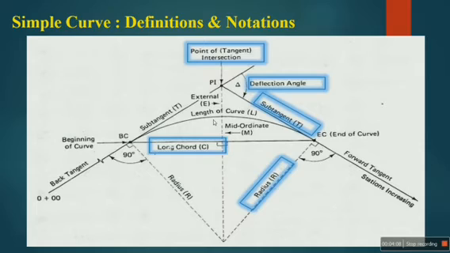Next, we discuss one more definition, that is external distance. It is the distance from the midpoint of the curve to the point of intersection. Just observe here. This is the curve. The midpoint of this curve is here. From this point to the point of intersection, this length is called the external distance, that is denoted as E.